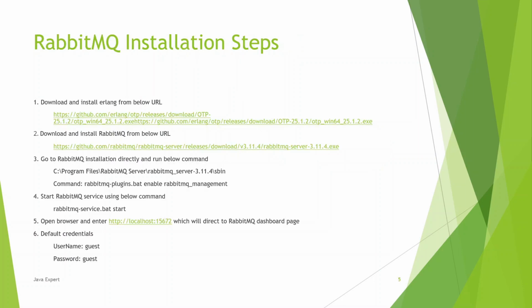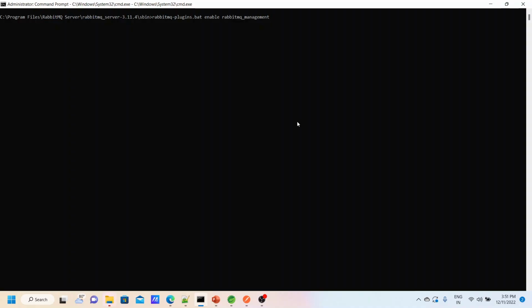Now, these are the steps we have to follow to install RabbitMQ on your Windows system. First, download Erlang from the URL below. You can use this URL to download the Erlang software directly and install it on your local machine. Next, download RabbitMQ from the URL below and install it. Once you are done with both steps, go to the home directory of RabbitMQ and run this command. This is to enable the RabbitMQ management console.